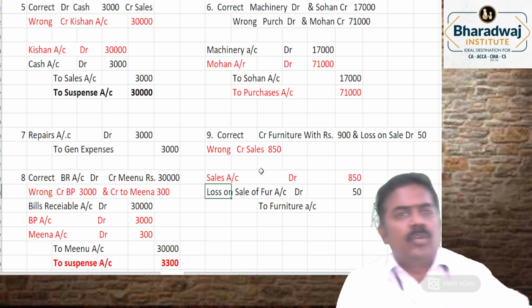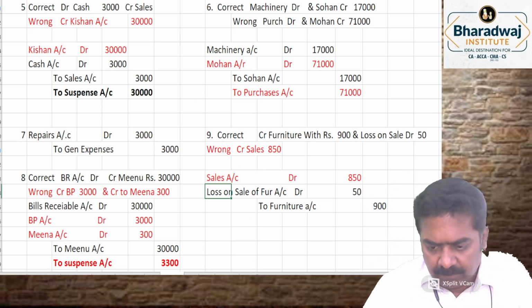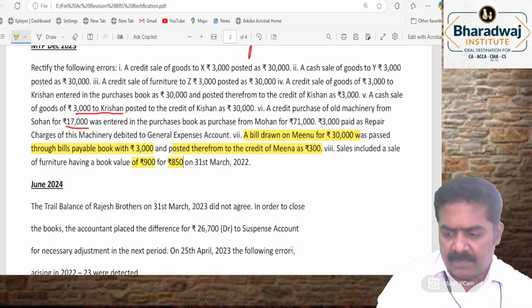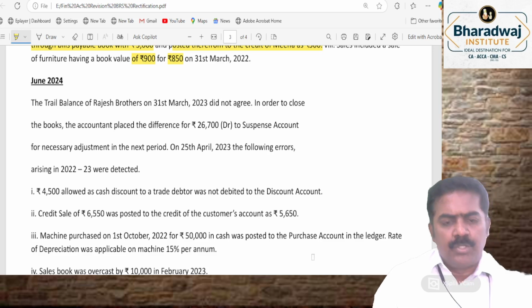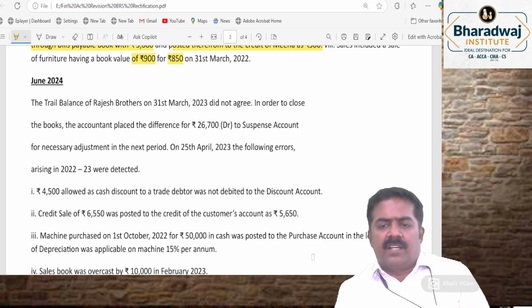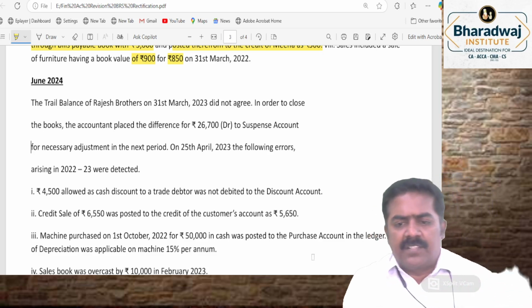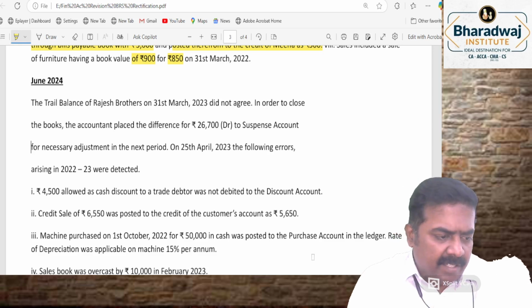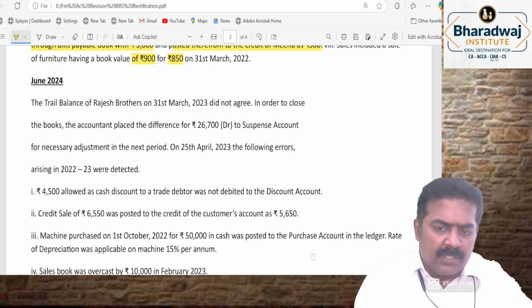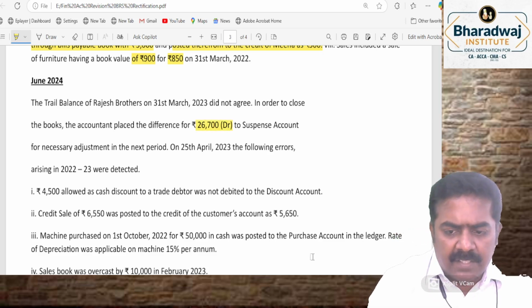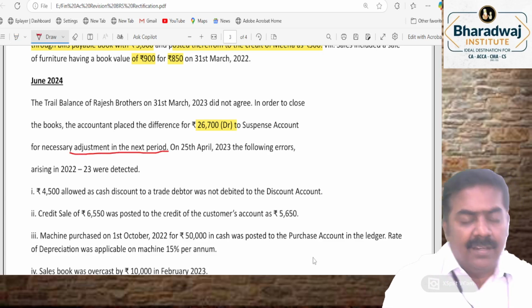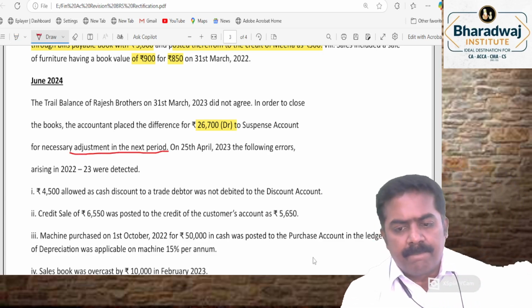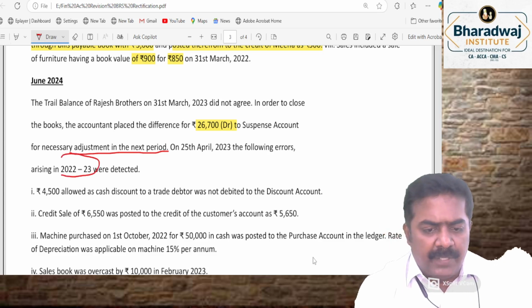Shall we read the next question? Which question? June 24. Trial balance of Rajesh brothers did not agree. In order to close the account and place the difference, debit in which account? Suspense account is given. Debit balance, suspense account. Necessary adjustments were done in which period? Next period. For 2022-23, we are identifying the errors in which year? Next year.